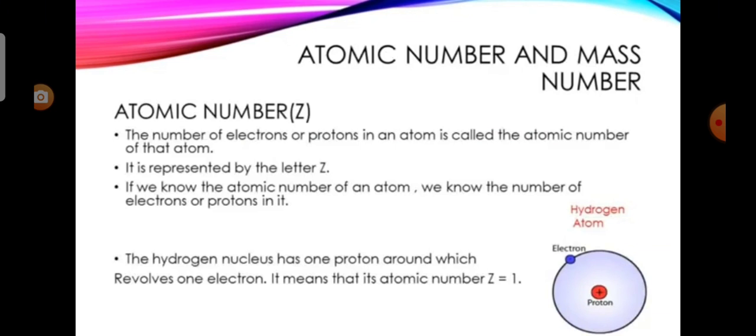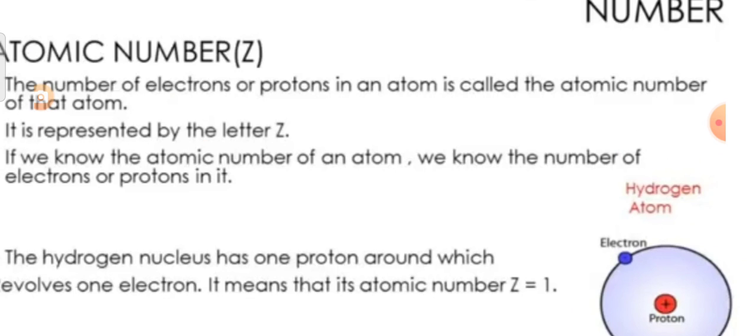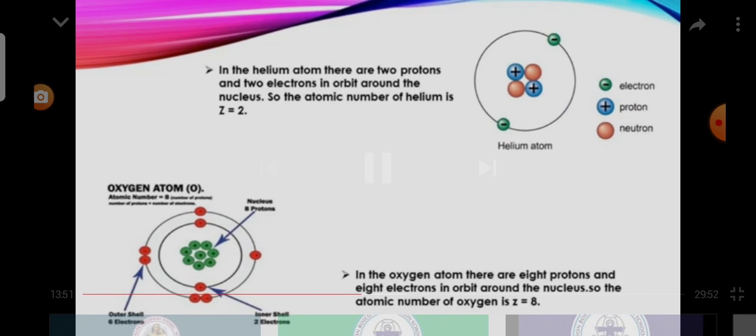Now we see atomic number and mass number. The number of electrons or protons in an atom is called the atomic number of that atom. It is represented by the capital letter Z. If we know the atomic number of an atom, we know the number of electrons or protons in it. For example, in the helium atom, there are 2 protons and 2 electrons in orbit around the nucleus. So the atomic number of helium is 2.